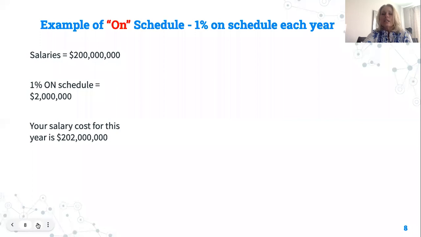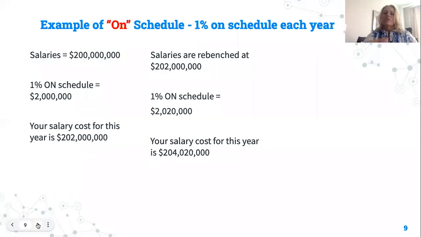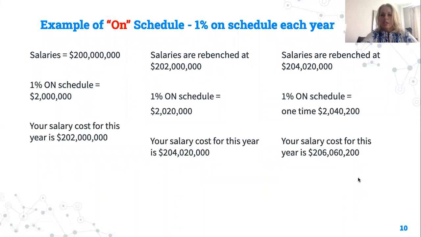Now, let's look at it on schedule. Again, we're starting with the same 200 million. 1% on schedule means that the first year, our salary cost is 202 million, just like the example before, except the next year, your salaries rebench at the 202 million because it is on schedule. So then you add another 1%. This time it's $2,020,000. Your salary costs for that year, you can see, are 204 million. That becomes your benchmark for the following year, 204, plus your 1% on schedule. So now you can see the third year of your salary costs are $206 million.